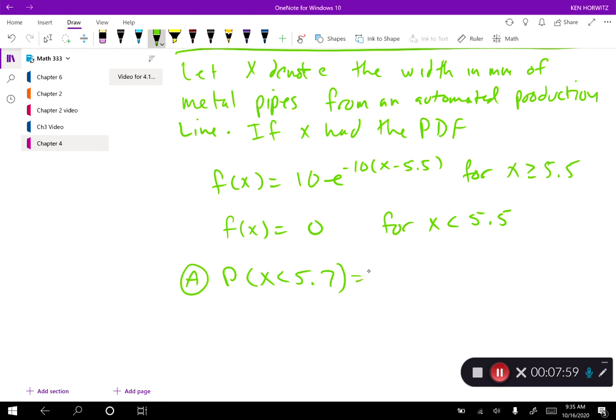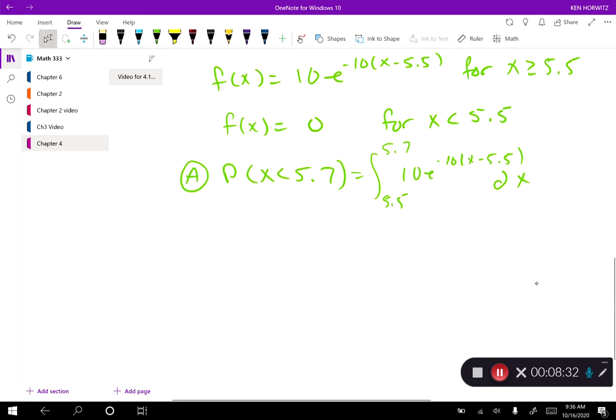And using the concept that we learned just a few minutes earlier, we can do the integral of our PDF, starting at 5.5, because that's where we start, and running to 5.7. And we're going to integrate our function. So our function is 10e to the negative 10 parenthesis x minus 5.5 dx. I'm going to scroll up just a little bit, try to keep as much on the screen as I can. And we've got to do this integral now. Now this integral is a u substitution.